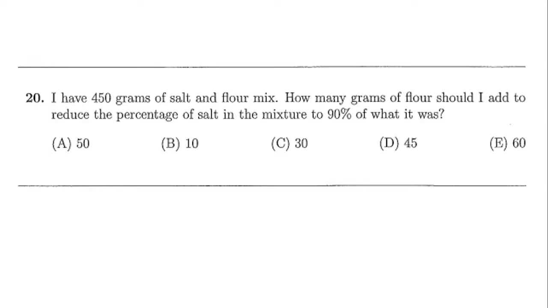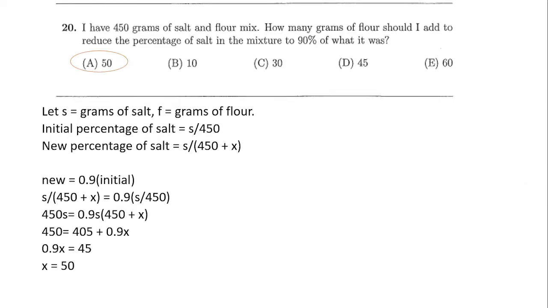So question 20, we have 450 grams of salt and flour mix. How many grams of flour should I add to reduce the percentage of salt in the mixture to 90% of what it was? So let S equal the grams of salt and F equal the grams of flour. So the initial percentage of salt is just S over 450.